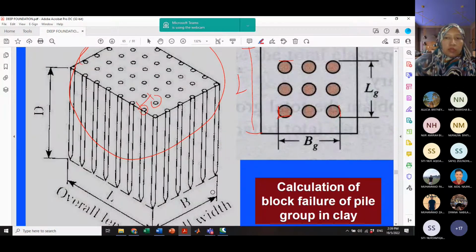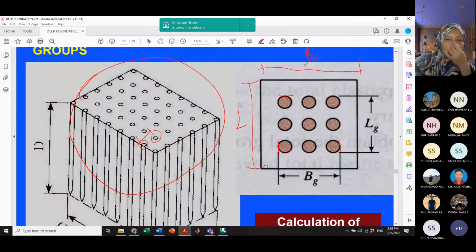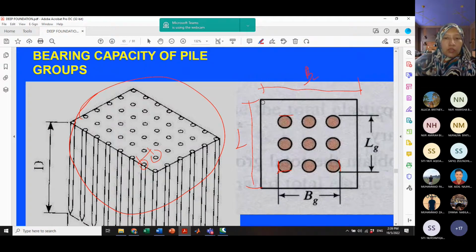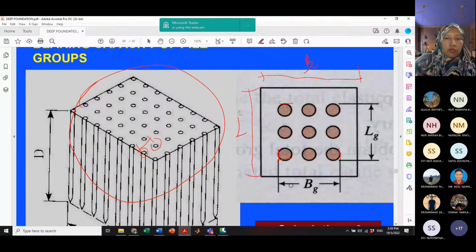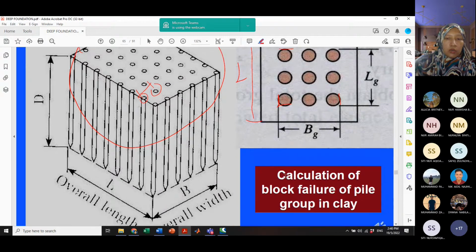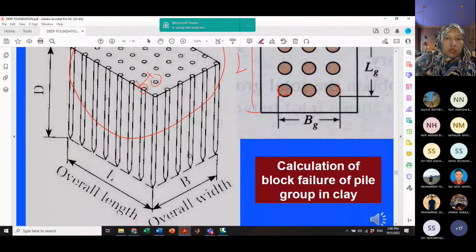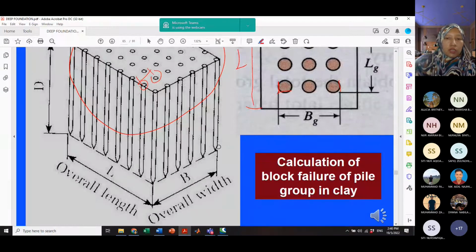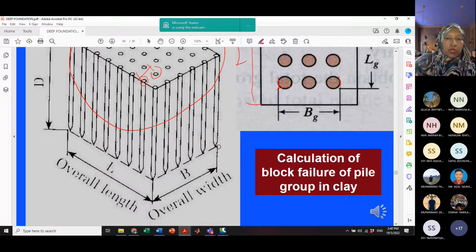Okay, this shows how, if you have the length of the pile cap as L and the width of the pile cap as B, and then you have the length of the pile group and the width of the pile group, how do you get the value of Qub for the group, and also Qus for the group pile.